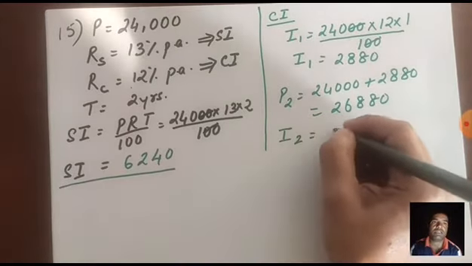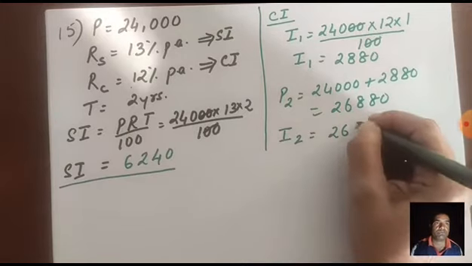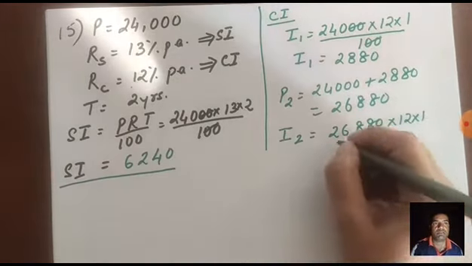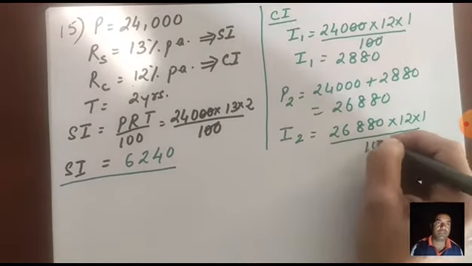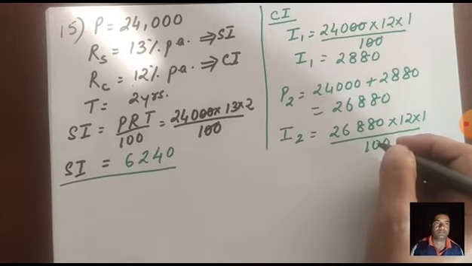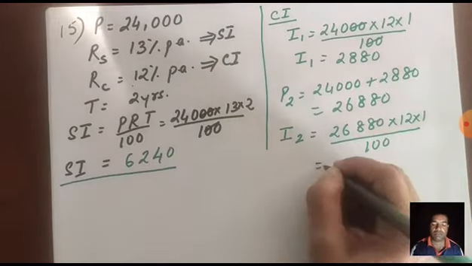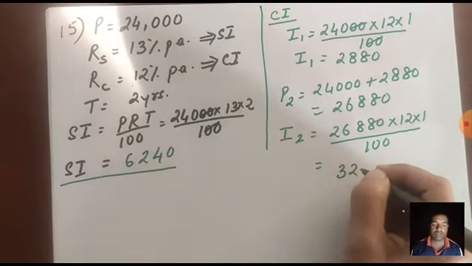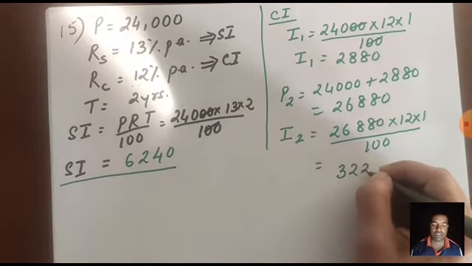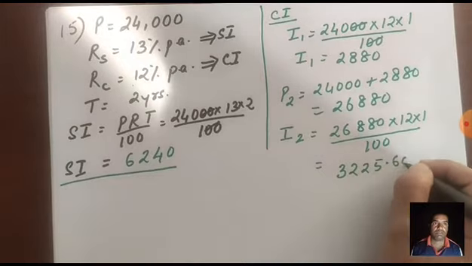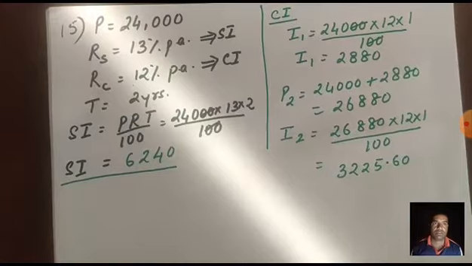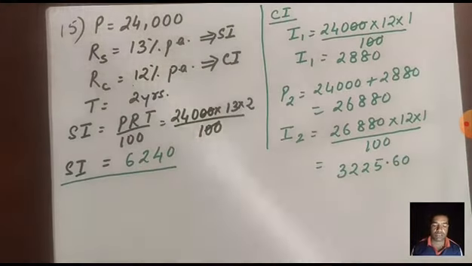Now second year interest we can find out, PRT upon 100, 26,880 multiply by 12 multiply by 1 upon 100. Now after doing the calculation, the calculation you can do, you will get the answer 3,225.60. This is the interest for the second year.